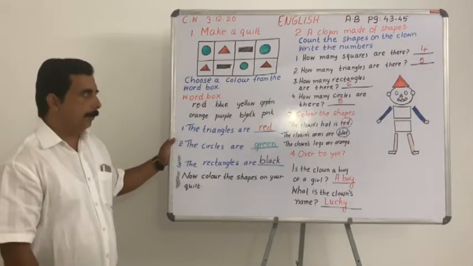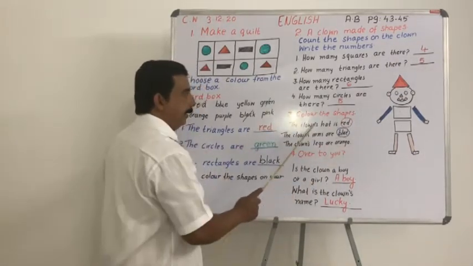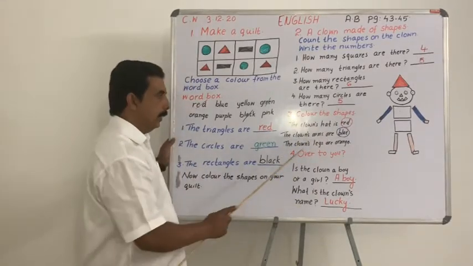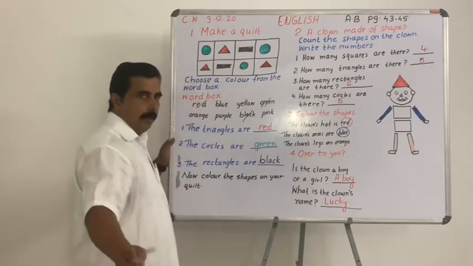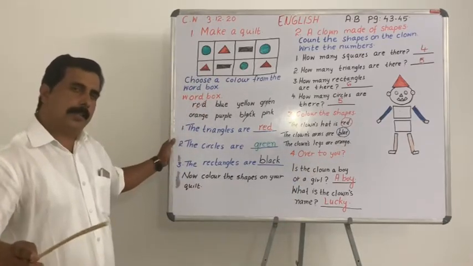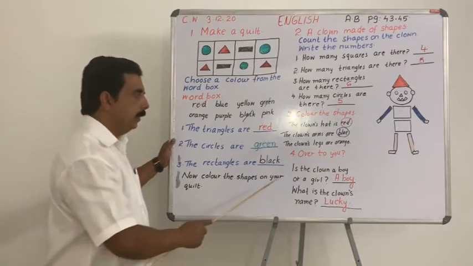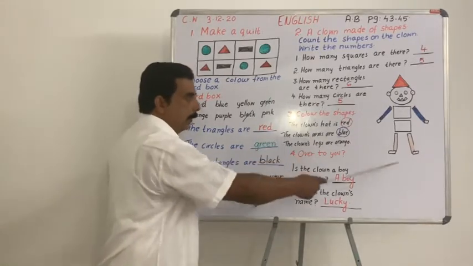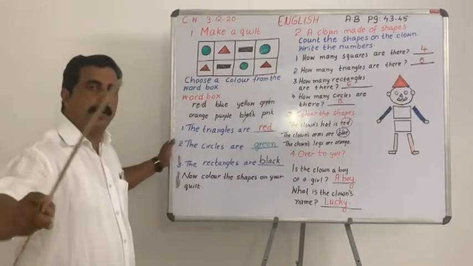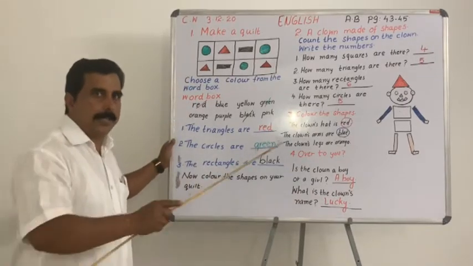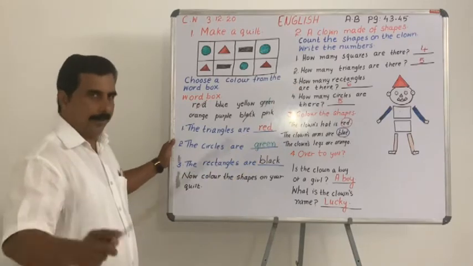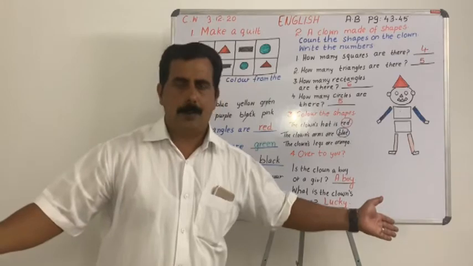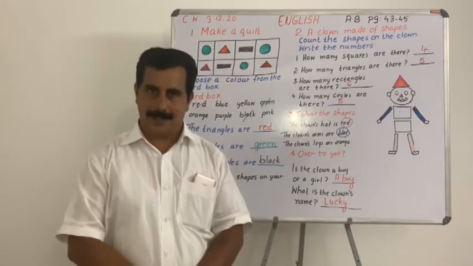And finally, you colored it beautifully. His hat you colored with red, his arms you colored with blue, and finally his legs are orange in color. And there was a question to you: is the clown a boy or a girl? You identified your clown as a boy. And if you identified, you have given a name. What name has sir given to this clown? Yes, Lucky. And what's your name? So together, different names? Oh, very good. Yeah, super. You can give different names.